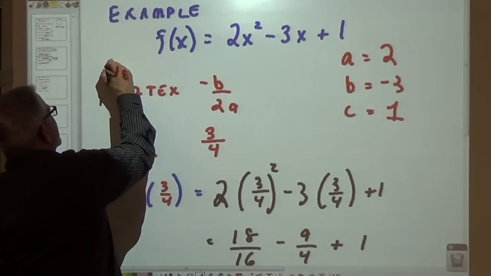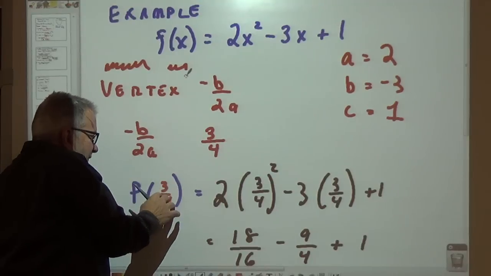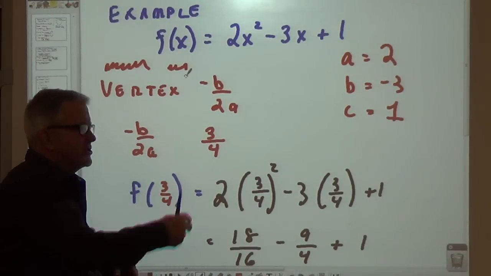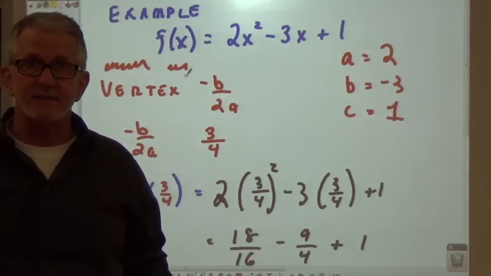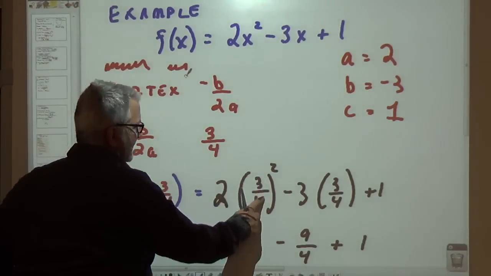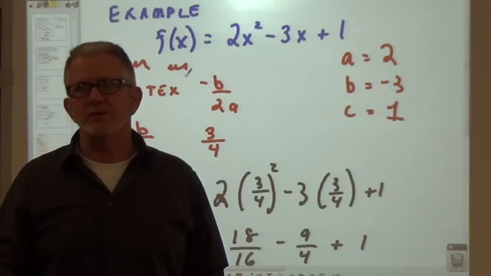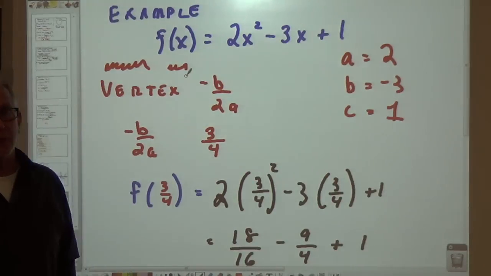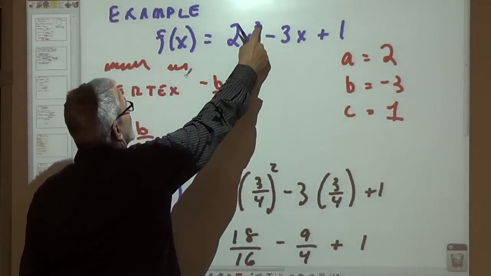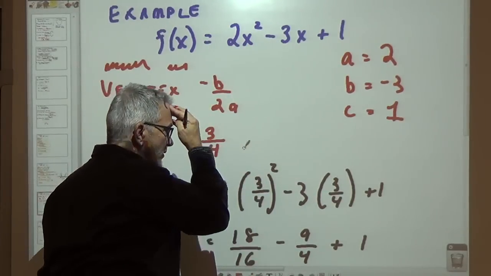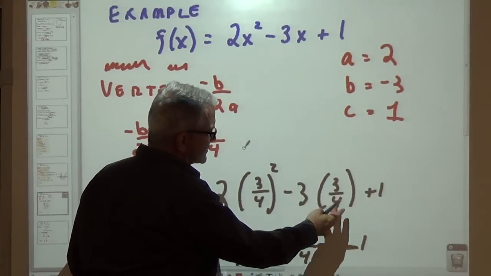I'm just finding the vertex. 3/4. Now I want to find f of 3/4. So I'm going to put 3/4 into the function, and what it outputs is the y-coordinate of the vertex. Hey, I can do this arithmetic. 5th graders can do this. Well, maybe 6th graders, some could. All we're doing is dealing with fractions. So we're going to put 3/4 in here. 2 times 3/4 squared. 3/4 is the x-coordinate. 3/4 times 3/4 is 9/16. And then minus 3 times 3/4 plus 1.